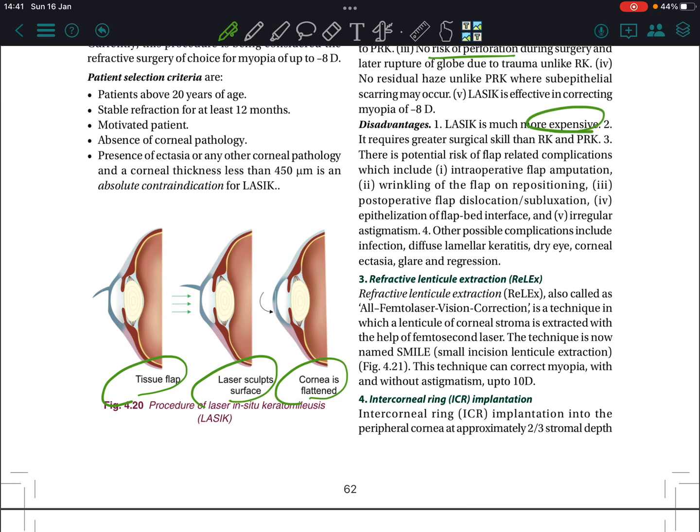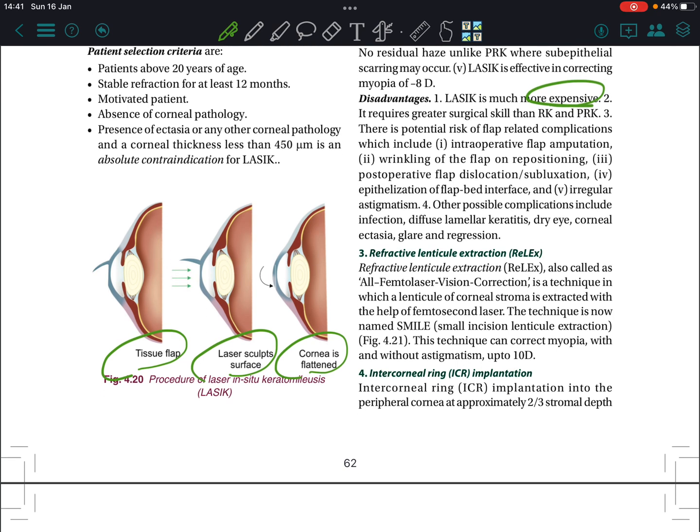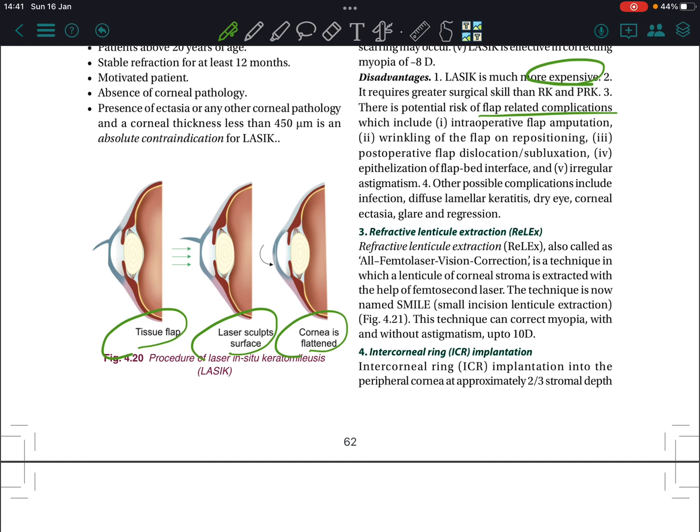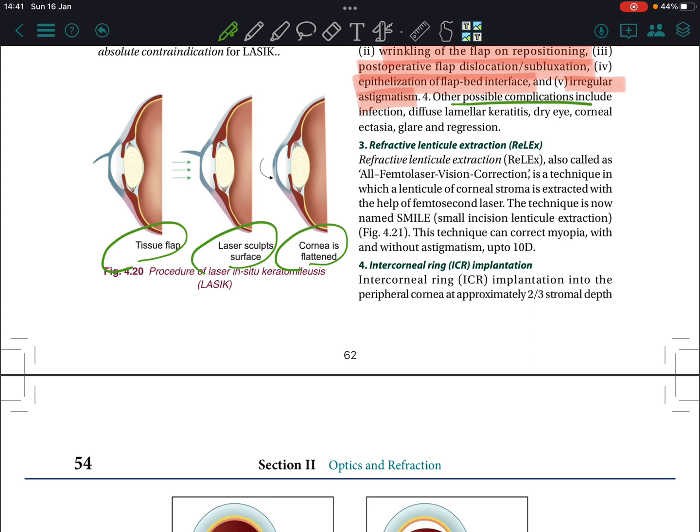Disadvantage: LASIK is more expensive, and flap-related complications include intraoperative flap amputation, wrinkling of the flap on repositioning, postoperative flap dislocation, subluxation, epithelialization of the flap bed interface, irregular astigmatism, and other possible complications such as dry eye, etc.